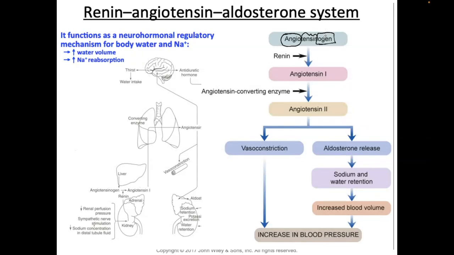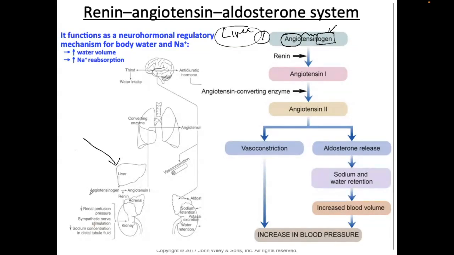So like glycogen, it's not glucose. Glycogen is the storage form of glucose. Pepsinogen, it's not pepsin, it's the storage form. So angiotensinogen has something to do with the tension of blood vessels, but it's inactive or the storage form. Now, this is where we start with, and this is produced by the liver. The liver makes angiotensinogen. You can see that here.